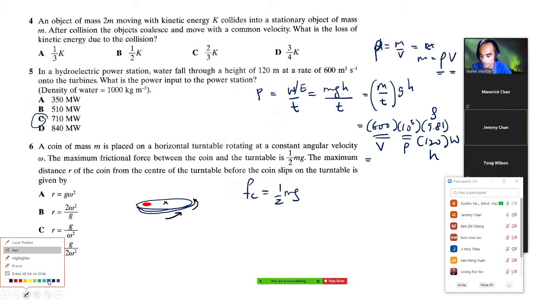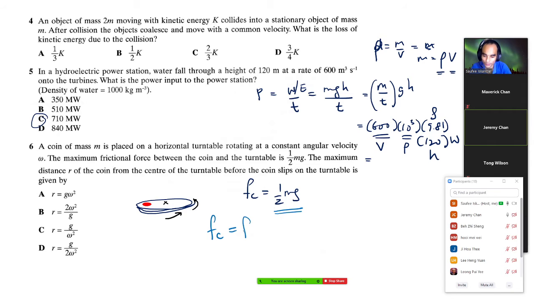Now, the frictional force is 1 over 2 mg. This is the frictional force, and it must equal the centripetal force. This is frictional, this is centripetal. If the frictional force is lesser than the centripetal force, the coin starts to slip. So there we have.